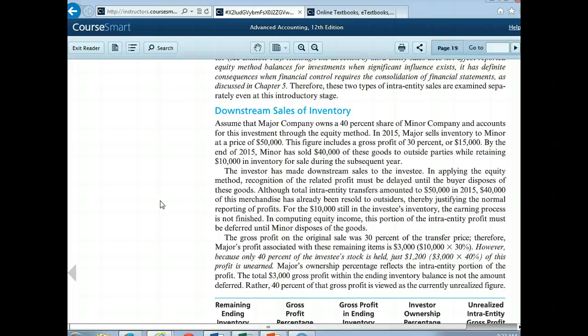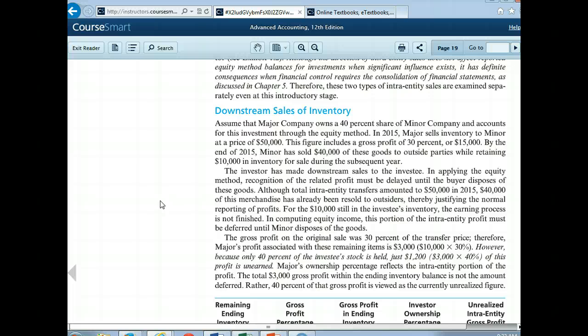In applying the equity method, recognition of the related profit must be delayed until the buyer disposes of these goods. Although total intra-entity transfers amounted to $50,000, $40,000 of this merchandise has already been sold, thereby justifying the normal reporting of profits. For the $10,000 still in the investee's inventory, the earning process is not finished.